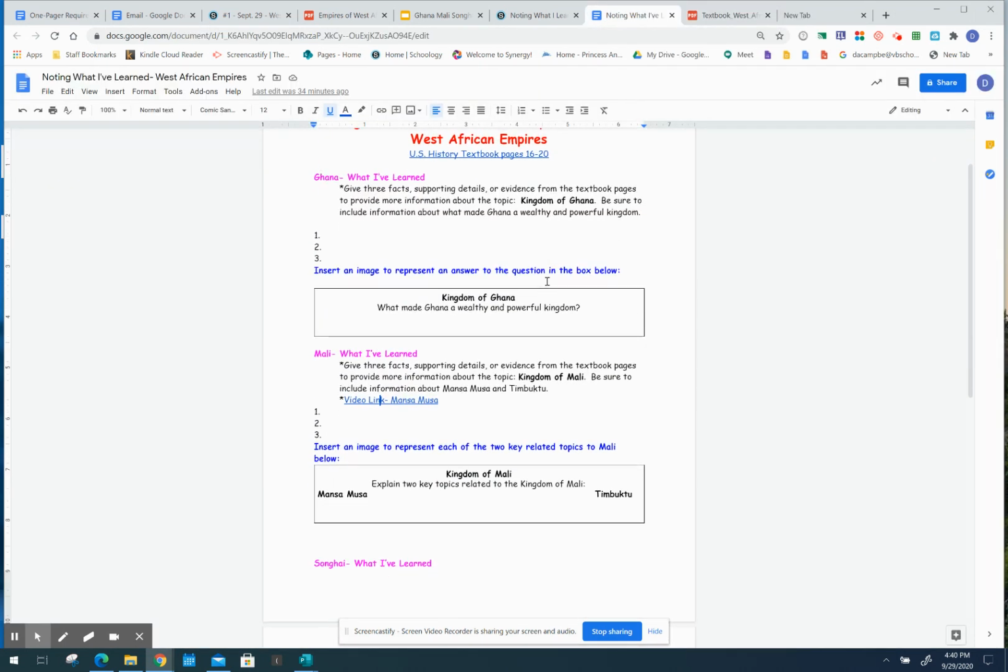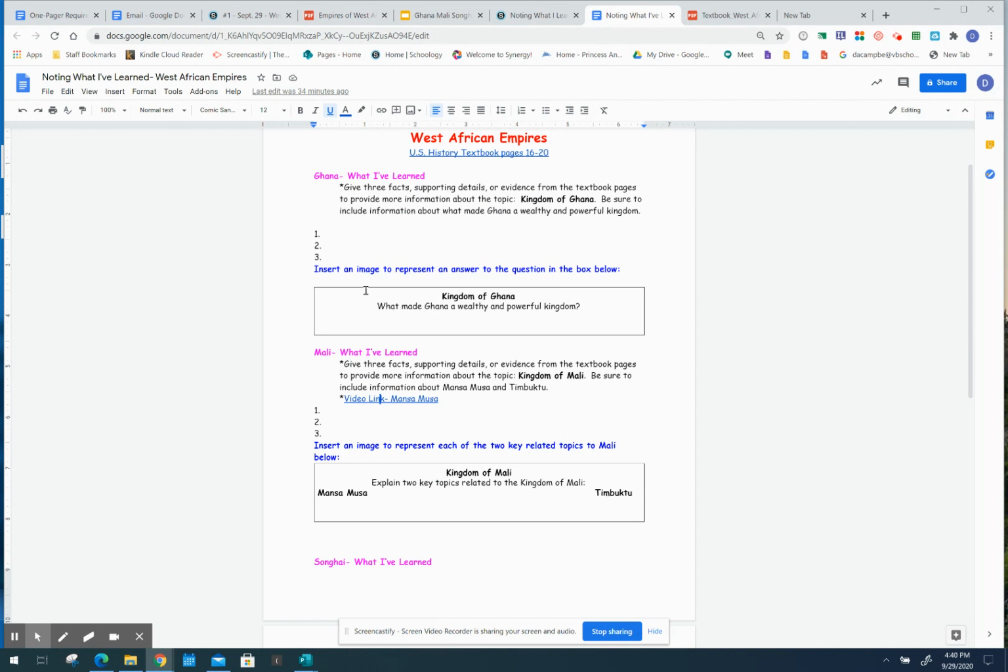On your Noting What I've Learned, for Ghana, it says give 3 facts and supporting details or evidence from the textbook pages provided that would show what made Ghana a wealthy and powerful kingdom. So here I'm just wanting to see some of your thought process about the details that you are learning that showed why this kingdom becomes so powerful. Then make sure that you insert images to represent an answer to this question. You're going to find out that gold and salt were key products traded in Ghana.